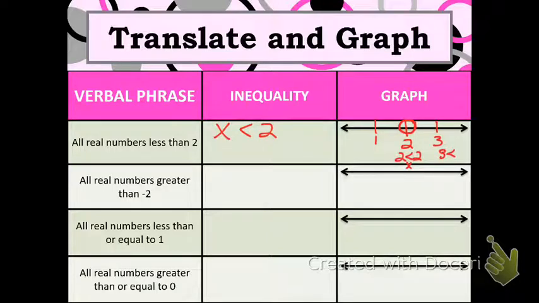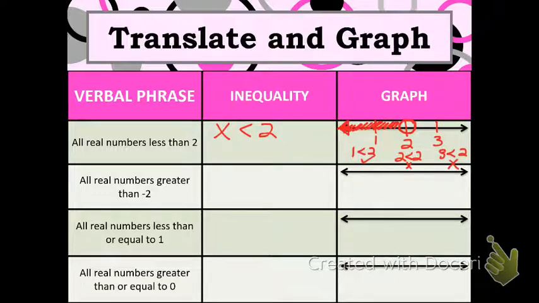3 is less than 2, that's also false. So I'm not going to be shading in the side of the number line that has the 3 on it. But 1 is less than 2, that's a true statement. In fact, all of these numbers to the left of that boundary point, the 2, they're all going to be solutions. So for example, 1.5, 1.2, 0.3, negative infinity, anything else that I could plug in there would work and make a true statement.